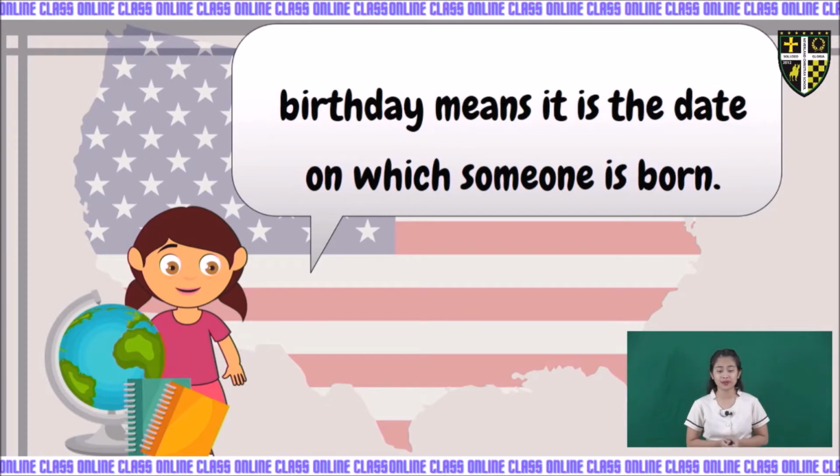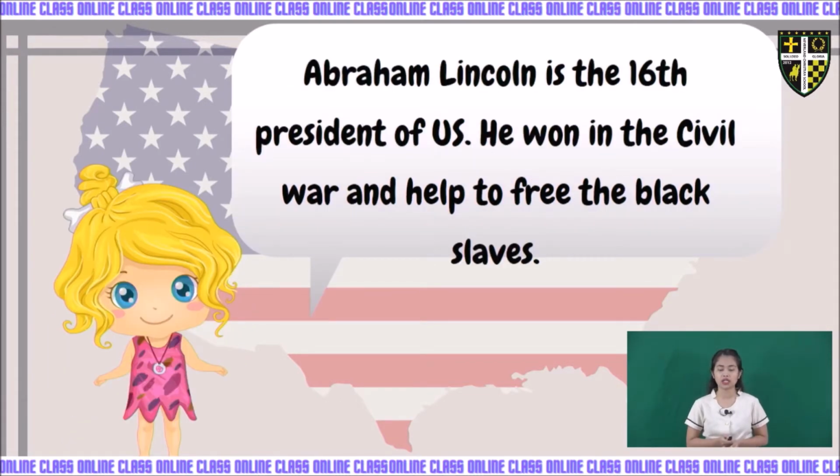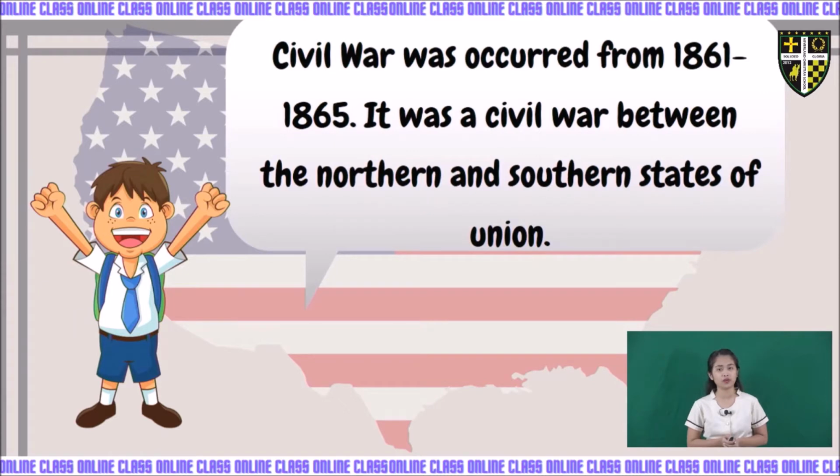Next, we have the birthday. It means it is the date on which someone is born. Next, we have Abraham Lincoln. So who is Abraham Lincoln? He is the 16th President of the United States and he won the Civil War and helped to free all the black slaves. Next word is Civil War. The Civil War occurred from 1861 to 1865. It was a civil war between the northern and the southern states of the Union.